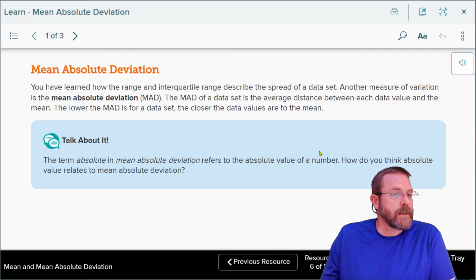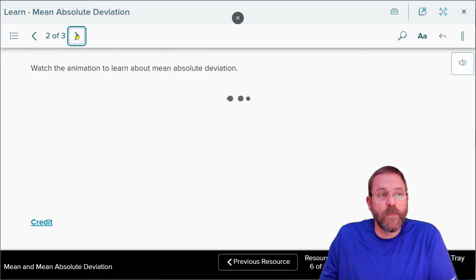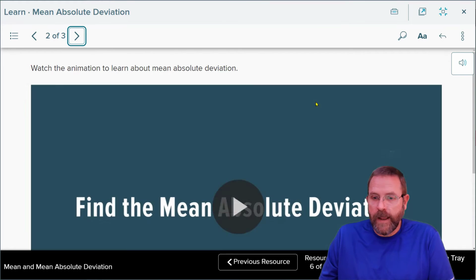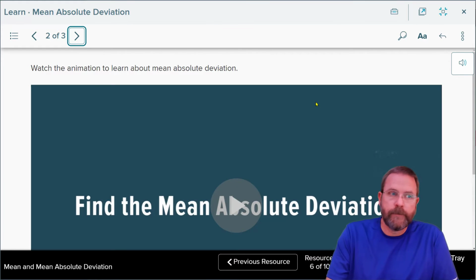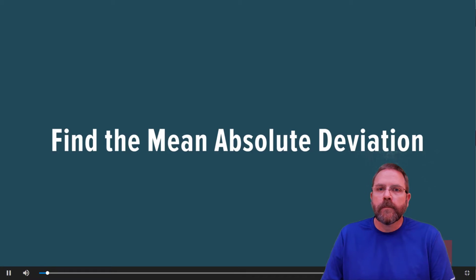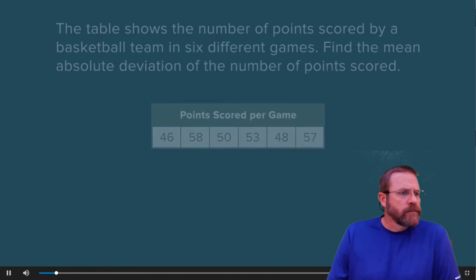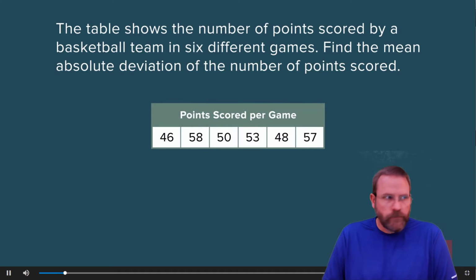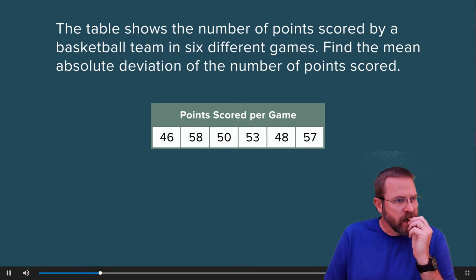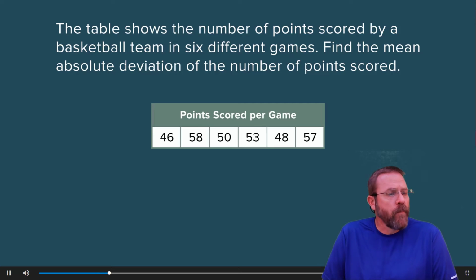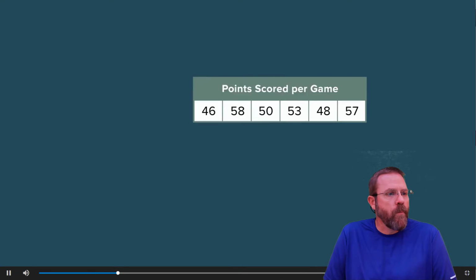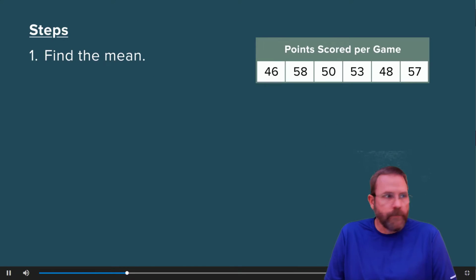Okay, that's a lot to take in. They're going to give us some examples to help explain that. Here we have an animation which we get to look at. The table shows the number of points scored by a basketball team in 6 different games. Find the mean absolute deviation of the number of points scored. To find the mean absolute deviation, start by finding the mean of the data set.